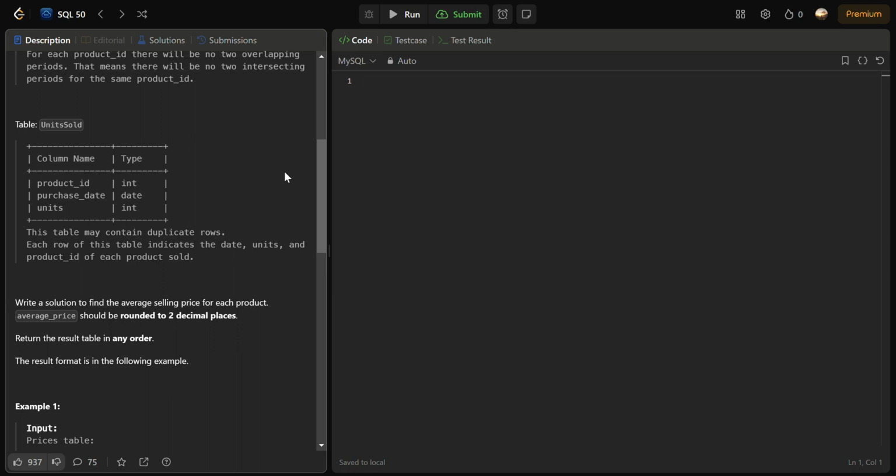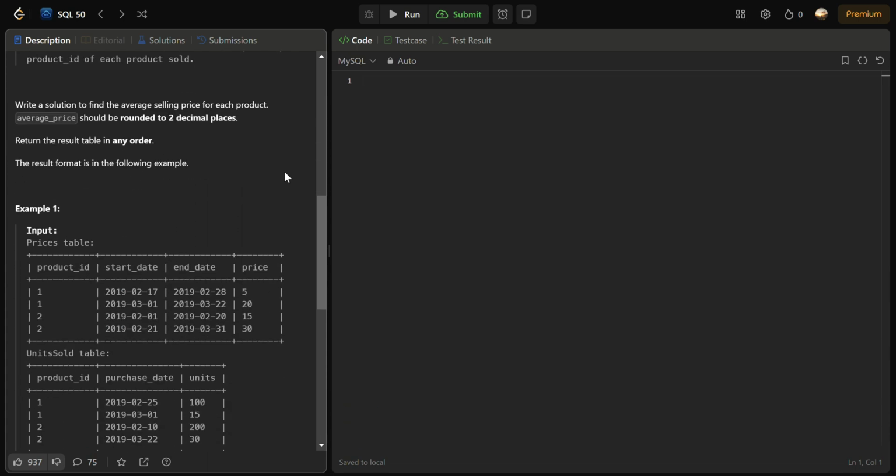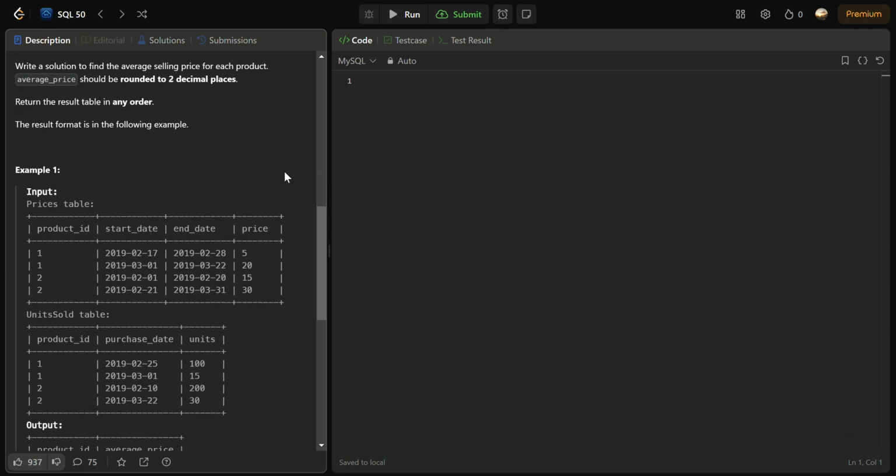That's it. If you consider the units sold table, here you have the product ID, purchase date, and units. This table may contain duplicate rows. Each row of this table indicates the date, units, and the product ID of the sold product. What we have to write is a solution to find the average selling price for each product. Average underscore price should be rounded to two decimal places.